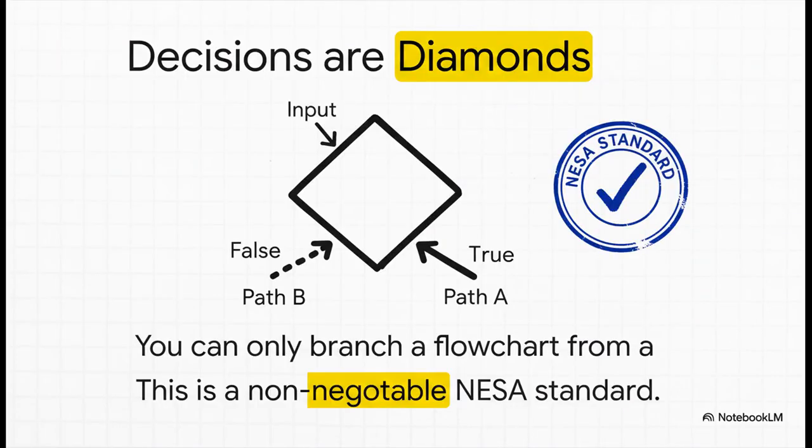Okay, lean in for this one because this is the golden rule of flowcharts. Seriously, tattoo this on your brain. Anytime your logic needs to branch, anytime there's a decision to be made, it has to go through a diamond symbol.